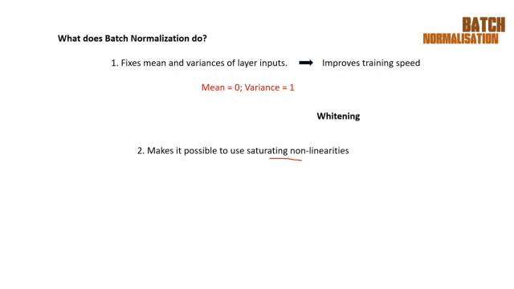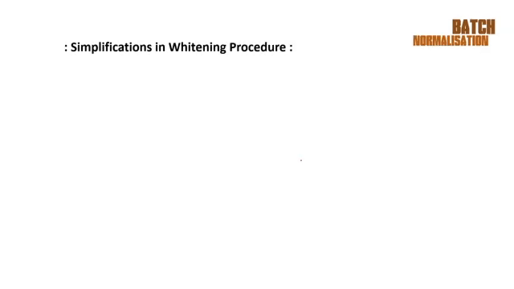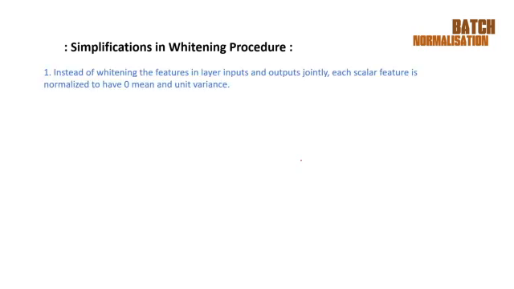But the problem is that whitening is extremely computationally intensive, and a full whitening is also not everywhere differentiable. So when we are batch normalizing, some simplifications are made to the whitening procedure. Number one, instead of whitening the features in layer inputs and outputs jointly, each scalar feature is normalized to have zero mean and unit variance.